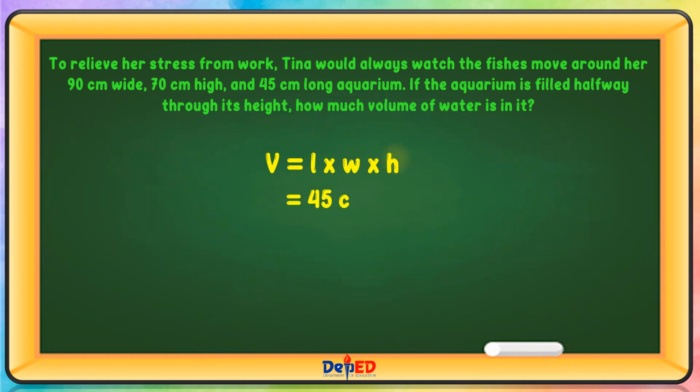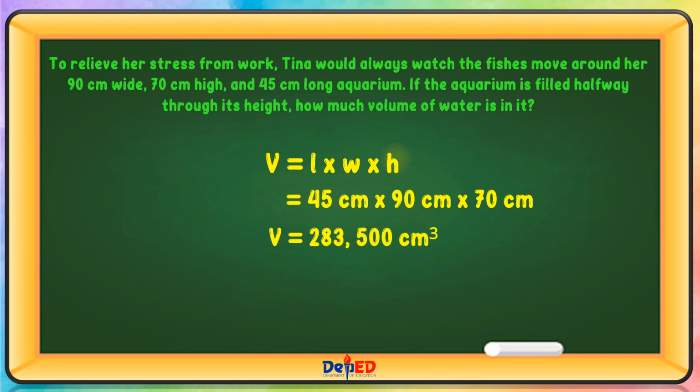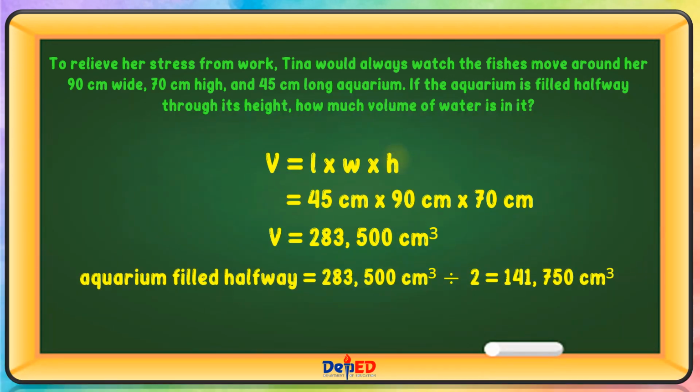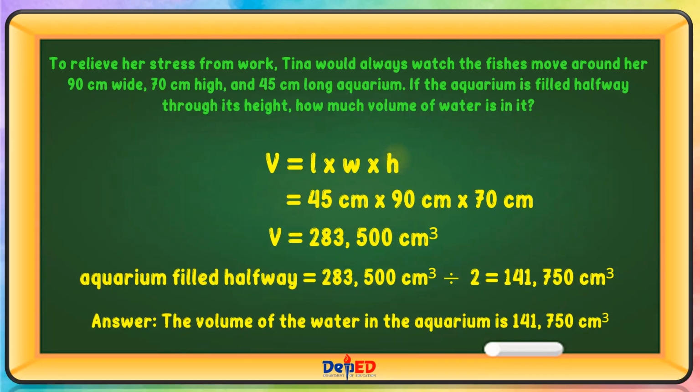Equals 45 cm times 90 cm times 70 cm is equal to 283,500 cubic centimeters. Since we are looking for the aquarium filled halfway, we will divide 283,500 cubic centimeters by 2, which is equal to 141,750 cubic centimeters. The volume of the water in the aquarium is 141,750 cubic centimeters.